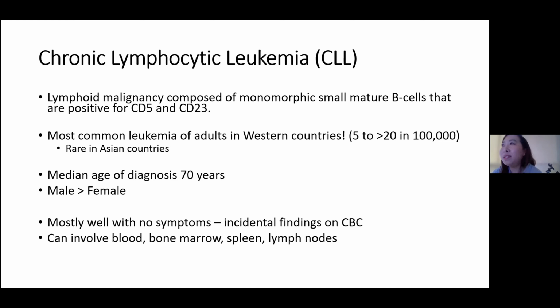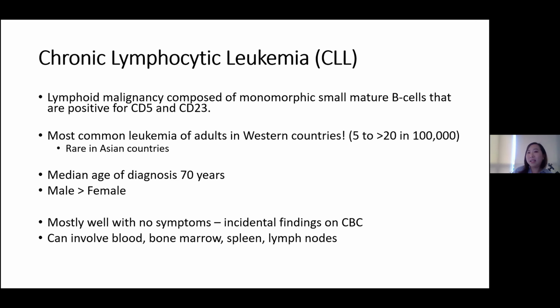And a median age of diagnosis for CLL, it's more commonly diagnosed in older adults with median age of 70 years. And there's slight predilection to male than female. And normally this patient present without any symptoms, and it's mostly discovered through incidental findings on CBC done for other reasons. Such as in this case. So usually the patient gets a blood work for some other reason or some other symptoms, but then incidentally they're found to have increased lymphocytes.